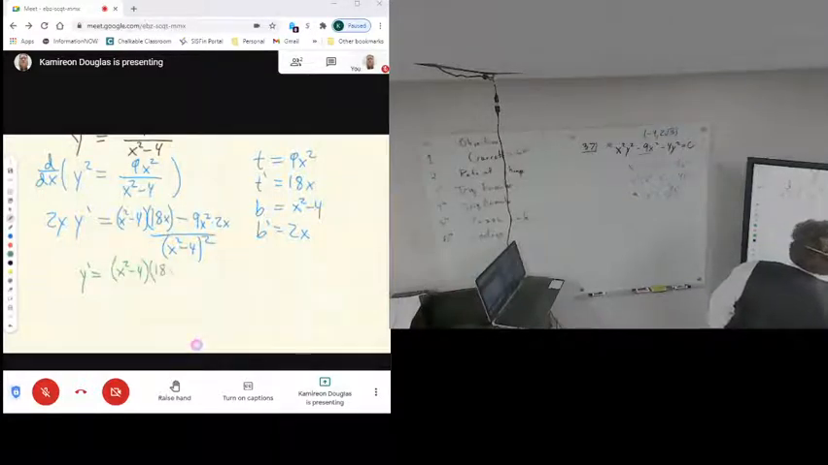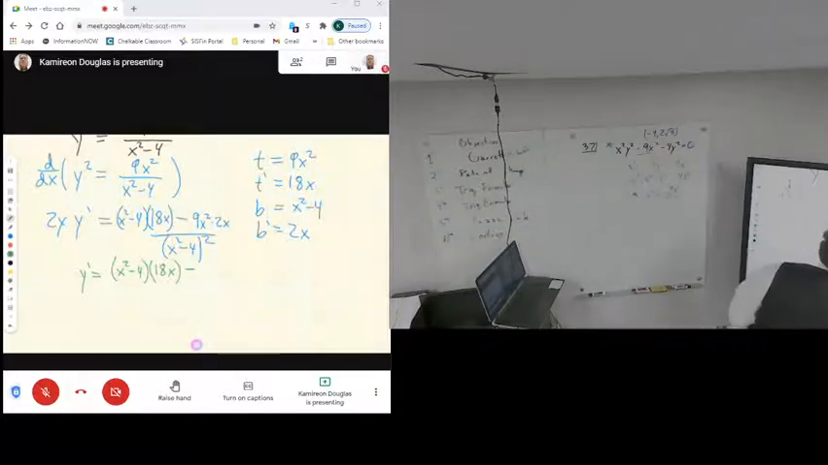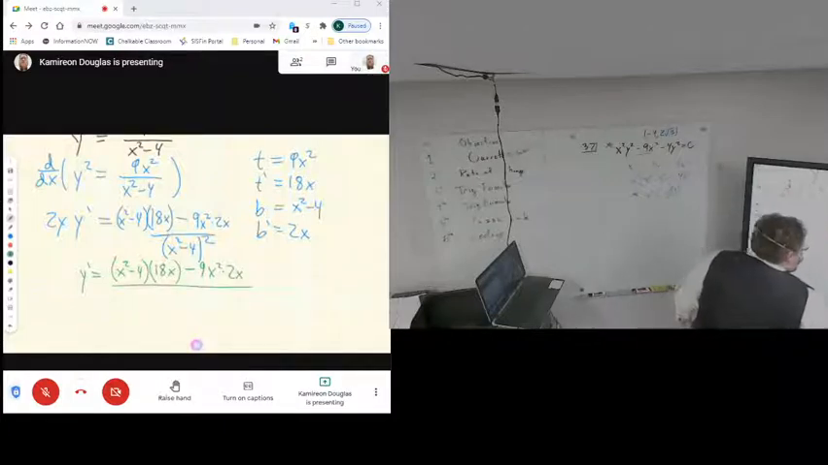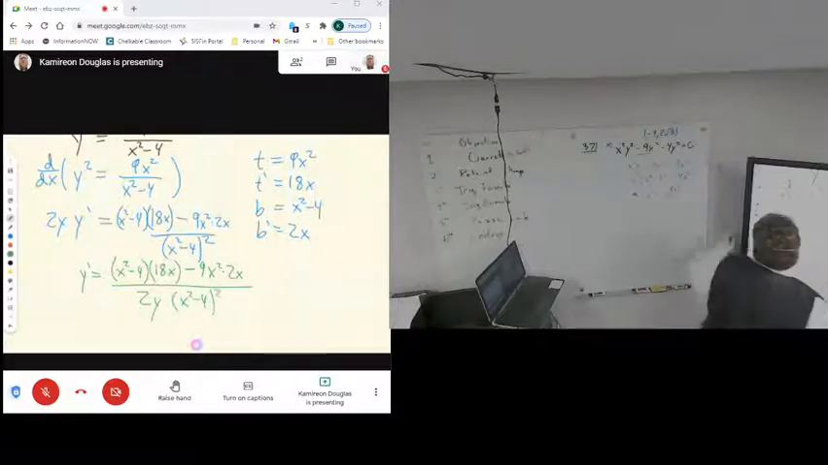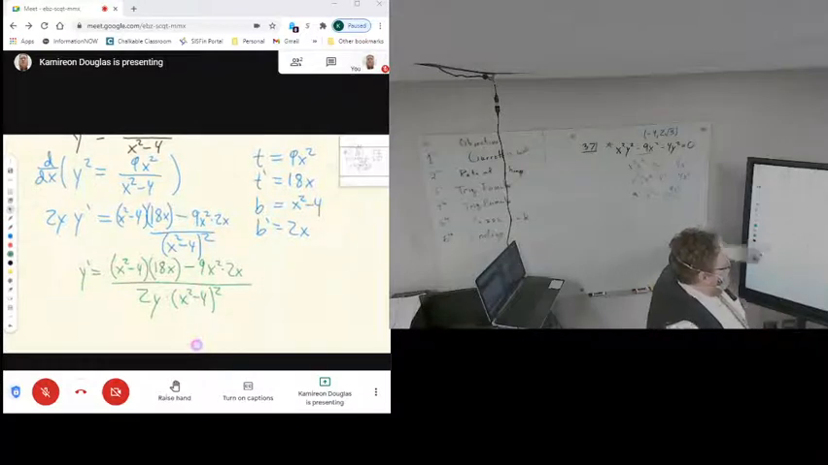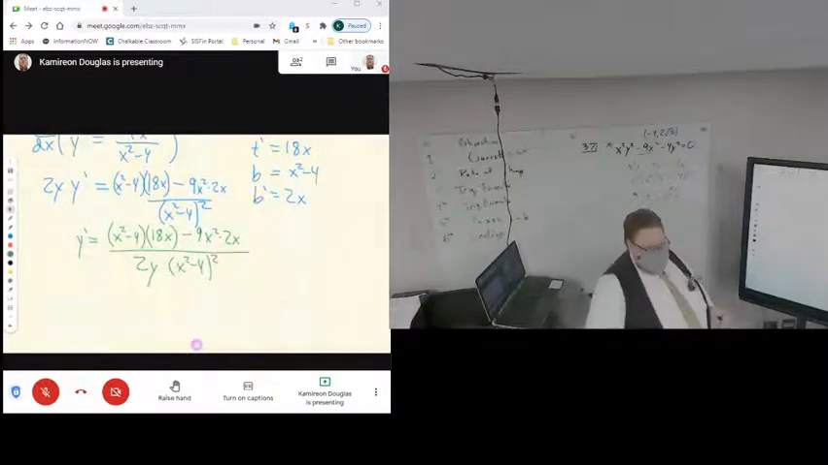Remember, my goal is not to get the slope generating function y prime, it's to find the slope at this specific point, negative 4, 2 radical 3. So 9x squared times 2x over, so I divide the 2y over, so 2y ends up on bottom, times x squared minus 4 squared. Now, everywhere there's an x, I'm going to plug in negative 4. Everywhere there's a y, I'm going to plug in 2 square root of 3.